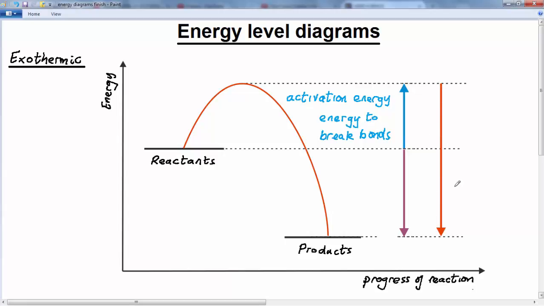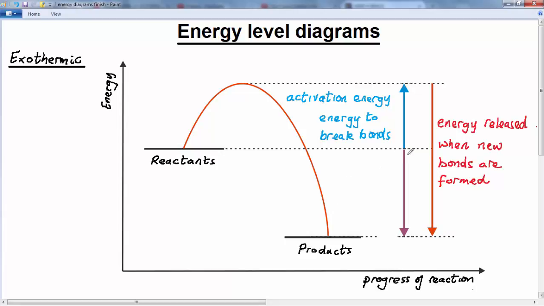The red down arrow represents the energy that is released when the new bonds are formed. So the resulting difference is the change in enthalpy of the reaction, and this is represented by the purple line. So you've got the blue arrow representing the energy required to break the bonds, the red arrow is the energy released when the new bonds are formed, and the difference between these two energies is the change in enthalpy of the reaction, represented by the purple arrow, and in this case the change in enthalpy is negative. That means that during this reaction energy will be released, and so the delta H is negative.